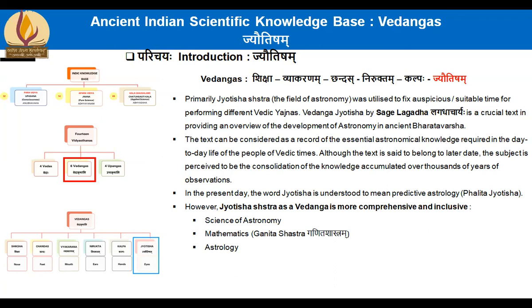But there are many texts which have been written based on Lagadhacharya's Vedanga Jyotisha. It also helps in the science of astronomy. It has a lot of mathematics involved, and it also talks in detail about astrological concepts. Then today we come across more of this predictive astrology, that is Phalita Jyotish. We all keep going to astrologers for different problems. So what we get is the Phalita Jyotish: what to do in which situation.